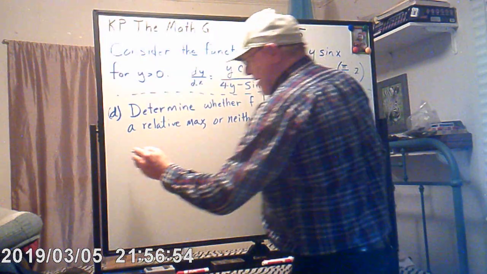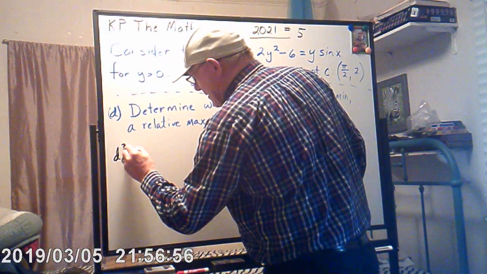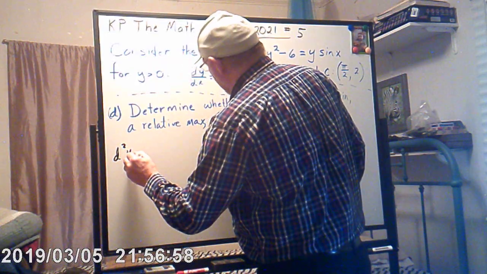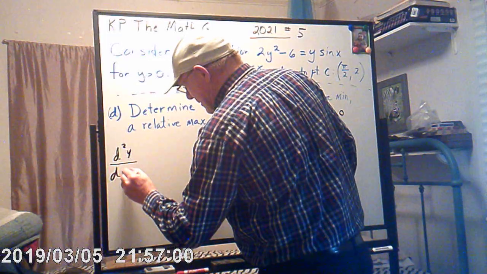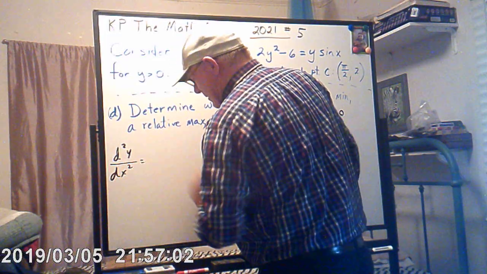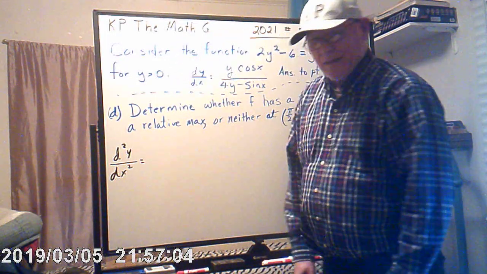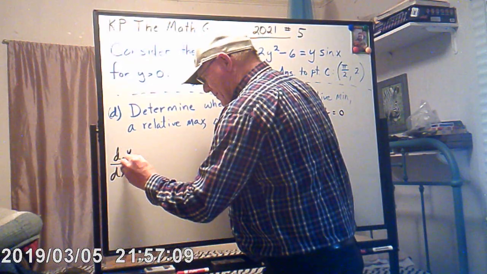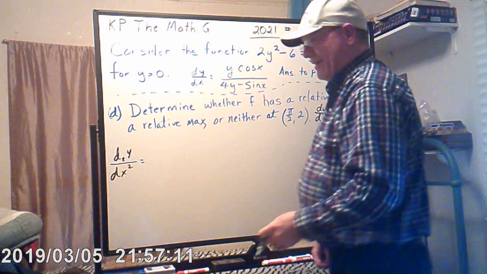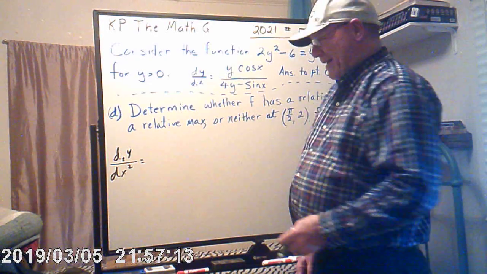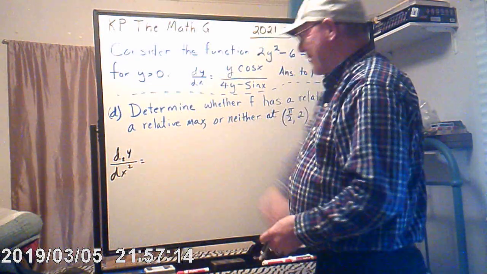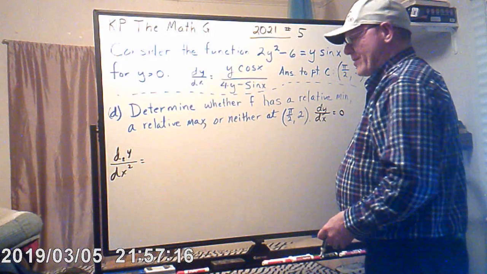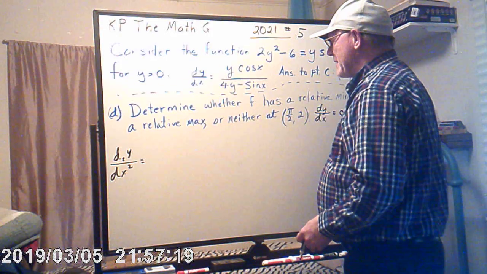Okay, here we go. Now, we need this, d2y over dx squared. That's the way that's written, isn't it? I think so. Maybe it's written like this. I don't know. That's how I wrote these things out. I think that's it right there. That's the second derivative, in other words.